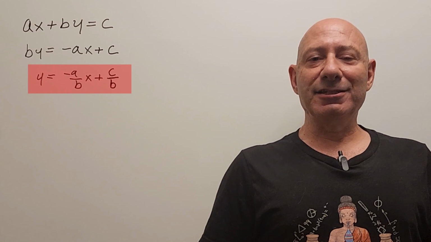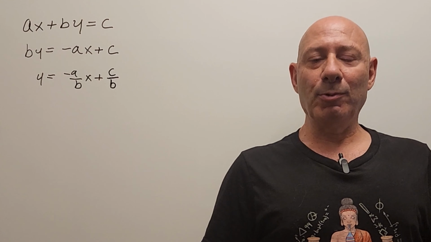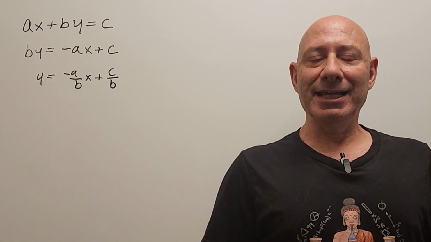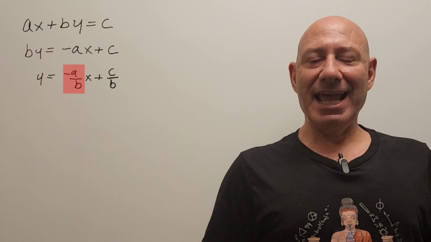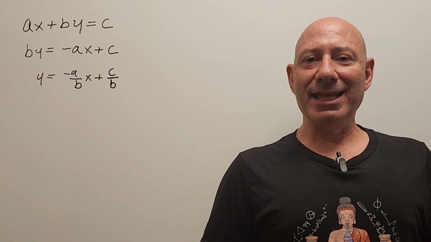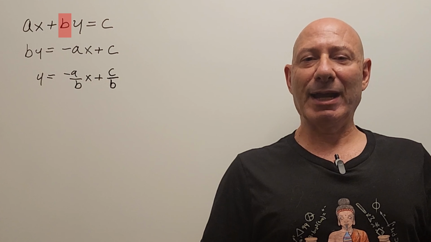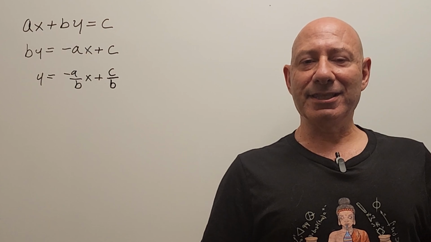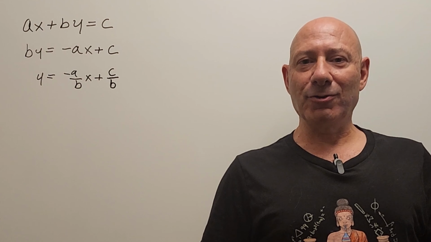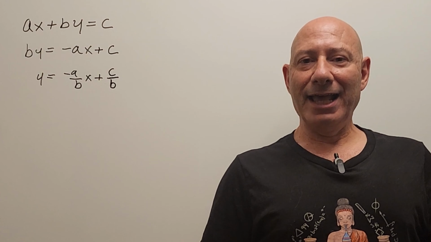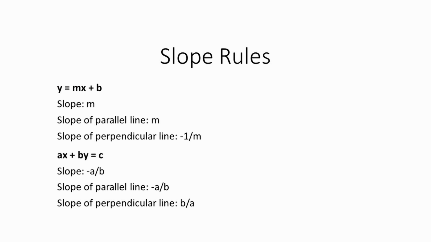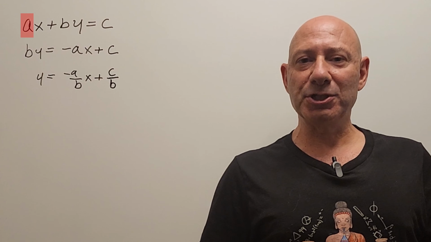So now that we have it in this form, it's easy to find the slope. We just pull it right out of the equation. It's the coefficient of x. It's negative a over b, or the negative of the coefficient of x divided by the coefficient of y from our original equation. And of course, the slope of any parallel line would also have to be negative a over b, and the slope of a perpendicular line would have to be b over a, or the coefficient of y over the coefficient of x.